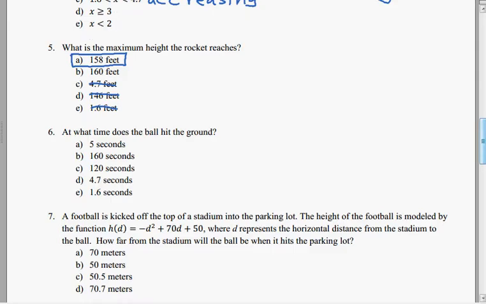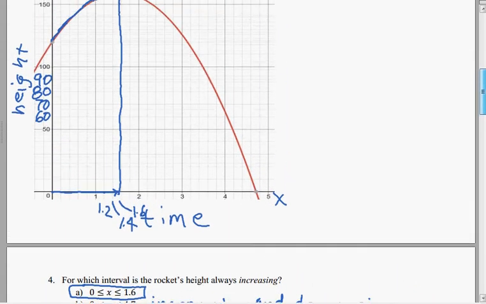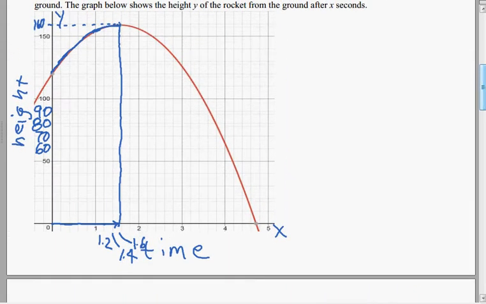Question 6. What time does the, should say rocket, hit the ground? Go back to the graph. What does it mean when the rocket hits the ground? We know something about the situation. See if you can figure that out. Pause the video, choose your answer. Okay, now that you've restarted the video, if the rocket hits the ground, that means h equals 0. That's the clue that hits the ground gives me.